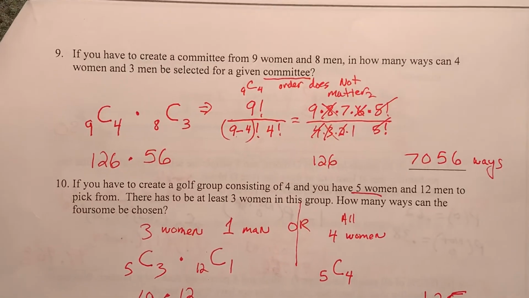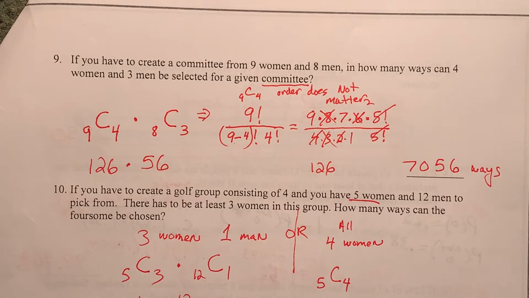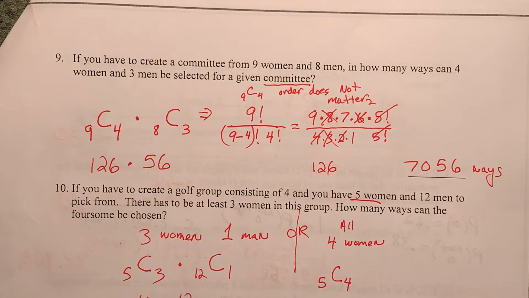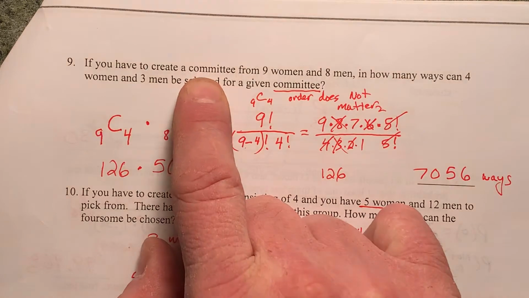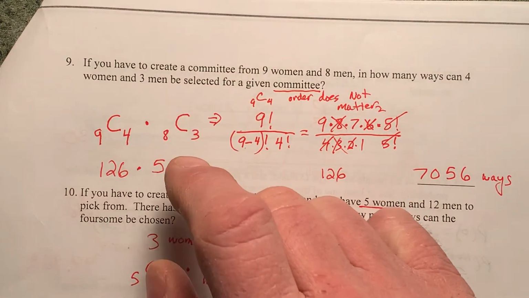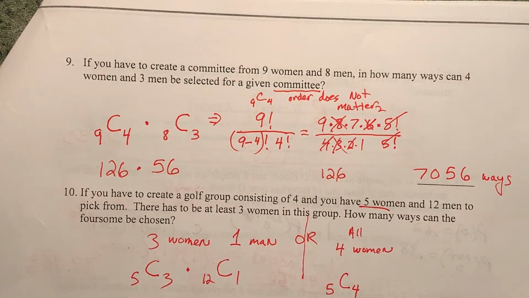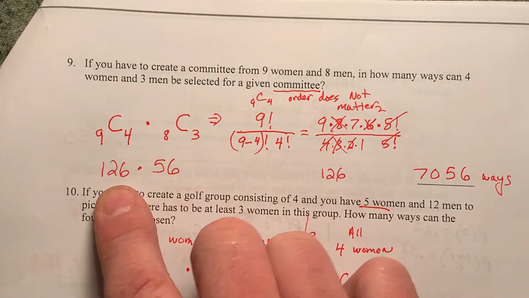Number 9. If you have to create a committee, 9 women and 8 men, how many ways can 4 women and 3 men be chosen? So it's a committee. That's important that you understand. Committee means order does not matter. It doesn't matter if you're picked first, second, third, or fourth. You're just on the committee. So the order doesn't matter at all.